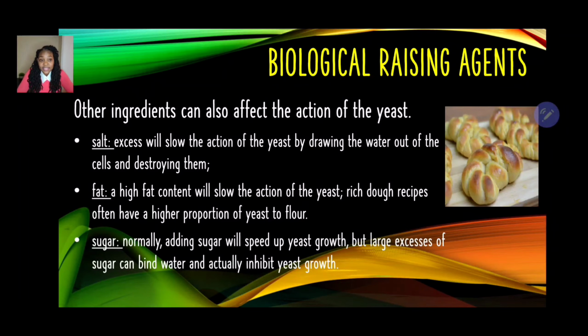All right, the next ingredient that may affect the action of yeast is sugar. Normally, adding sugar will speed up the yeast growth, but a large excess of sugar can bind water and actually inhibit the yeast growth, right? So we have to be very careful.